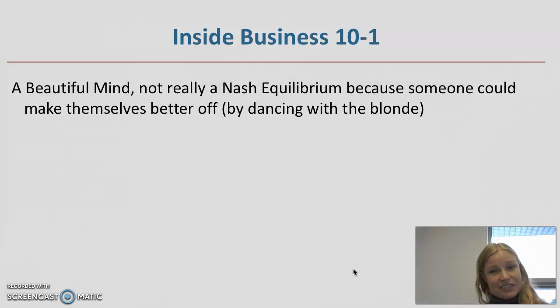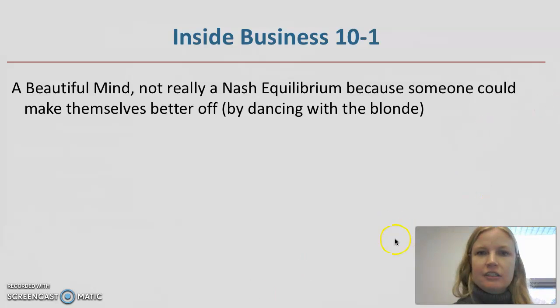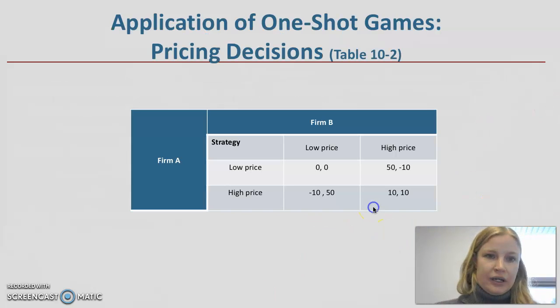It's really interesting, though, because I remember watching this in grad school and thinking, wait, does that make sense? And it doesn't, because that's not a Nash equilibrium. What a Nash equilibrium would be is no one can make themselves better off. In that circumstance, someone could dance with the blonde woman and make themselves better off. So that's not a Nash equilibrium. Found that very interesting. Anyway, moving on.